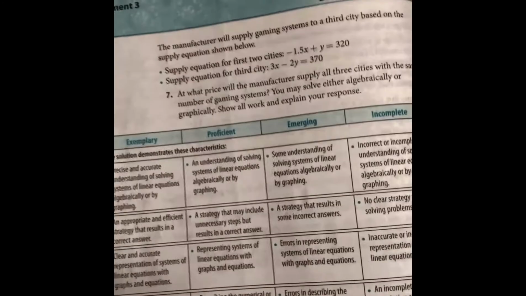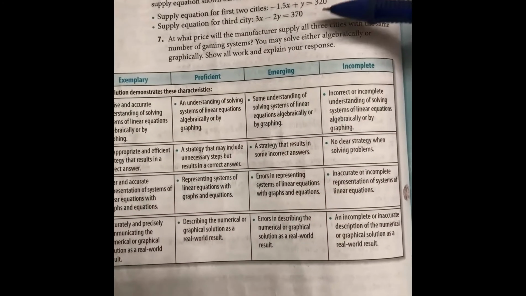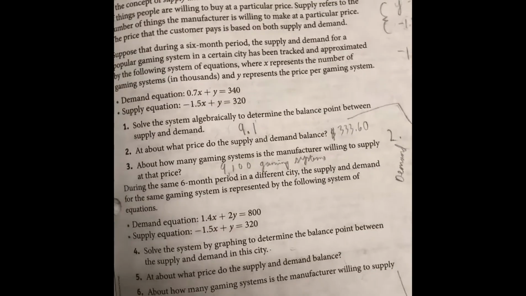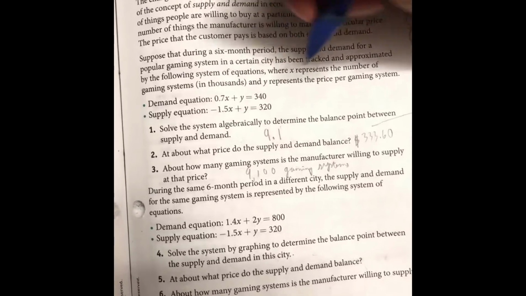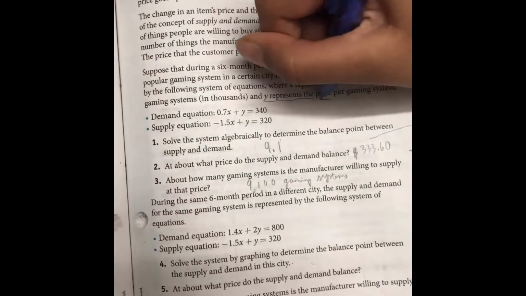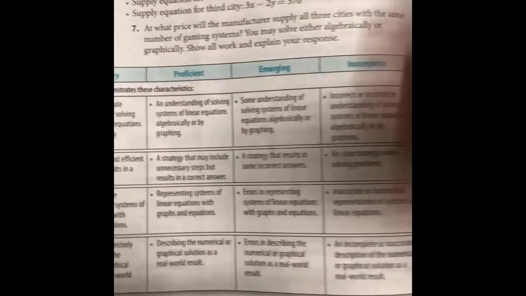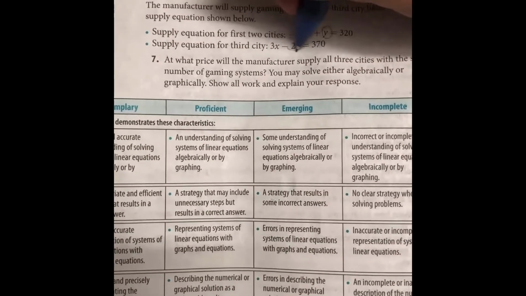In this system of equations, you have to solve for y because y is the price. As we know on the previous page, page 199, it says over here that y represents the price. So that's why in number 7, we have to solve for y, which is over here.